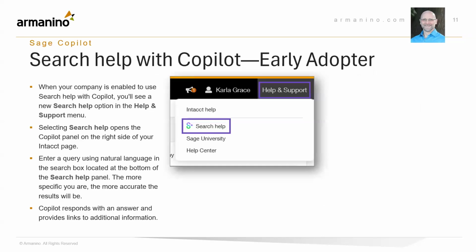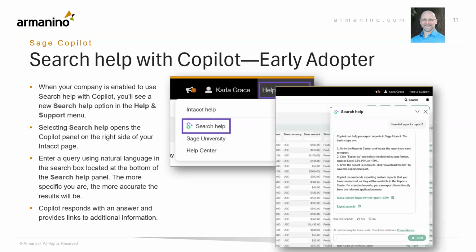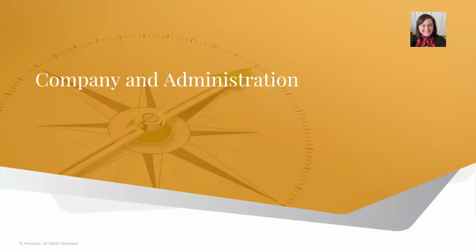When your company is enabled to use search help with Copilot, you'll see a new search help option in the help and support menu. By selecting that, you'll be able to enter a query using natural language in the search box, and then Copilot will respond with answers and provide links to additional information there. And there's an example there of that. All right, I'm going to hand it over to Jen.